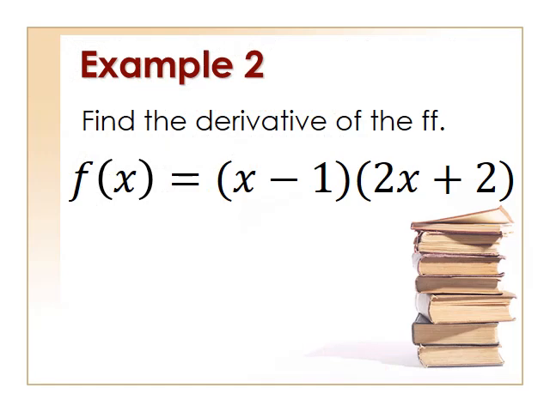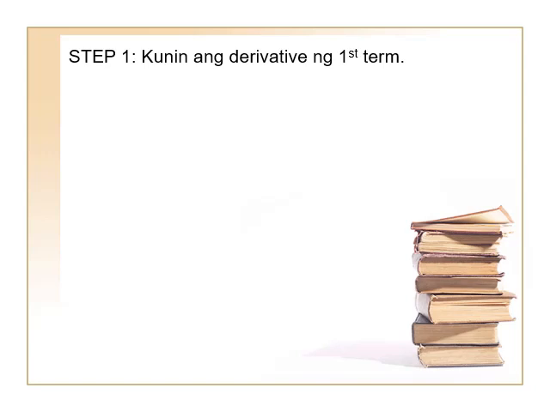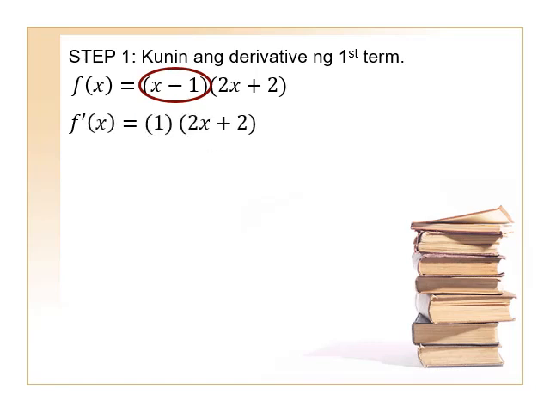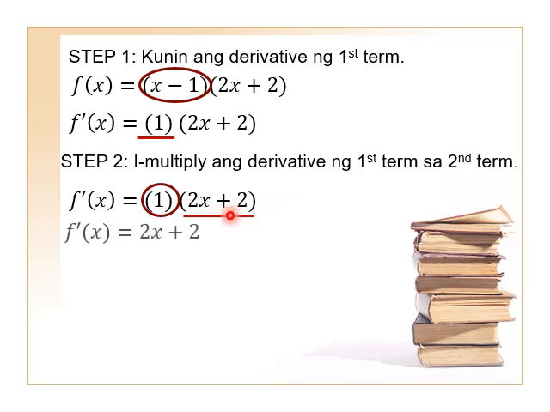Okay, let's have another example. So find the derivative of the following. You have the product of x minus 1 and 2x plus 2. Okay, first step. Kunin ang derivative ng first term. So, the first term is x minus 1. So, madali lang, derivative niya ay 1. Okay? And then, i-multiply ang derivative ng first term, yan, sa second term. Okay, so, multiplying that. So, since 1 lang naman yan, madali lang, kasi kukopihin lang natin to. Any number multiplied by 1 is equal to the same number. So, this is now your first part of the solution.